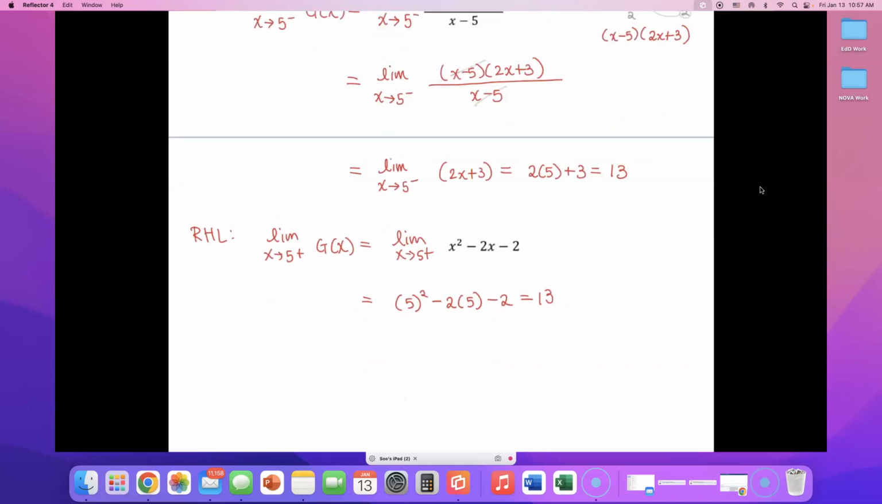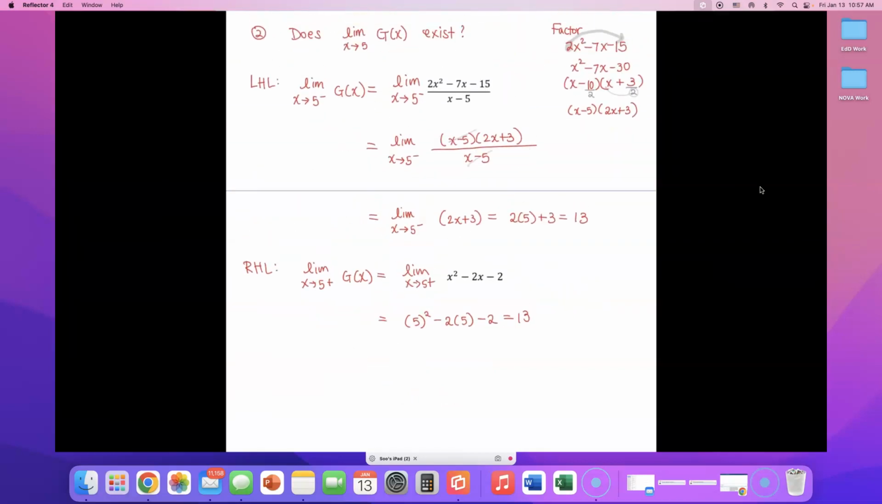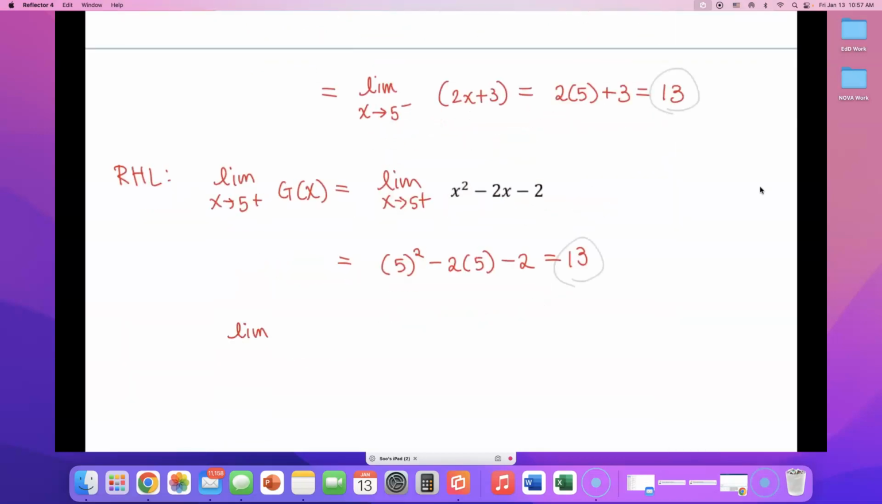So look, notice that the left-hand limit came out to be 13. The right-hand limit came out to be 13. They are the same. So what we can say is, yes, the general limit, well, I'm not going to say yes here. I'll just say limit as x approaches 5 in general of g of x is equal to 13 because the left-hand limit and the right-hand limit are the same. Okay, so I'll circle this. Hold on. I'll box this actually.